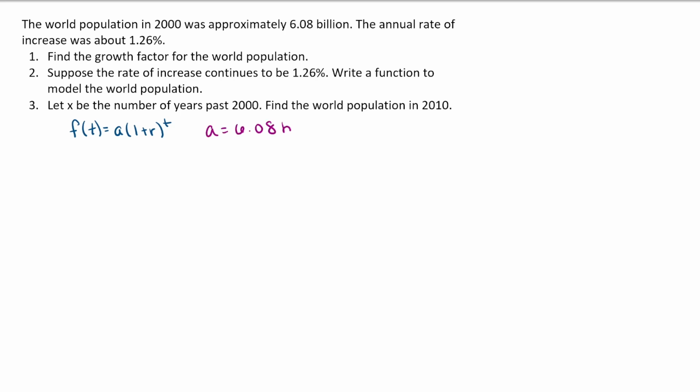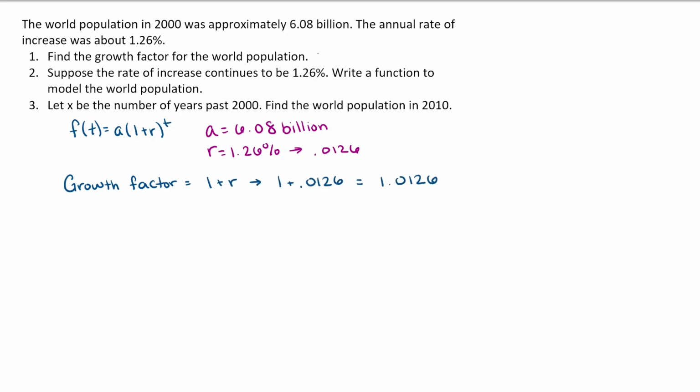And if our rate is 1.26%, let's convert that to a decimal number. So divide by 100 and we get 0.0126. So our growth factor is 1 plus 0.0126 or 1.0126. That means our function to model this growth is f of t equals 6.08 times 1.0126 raised to the t power.